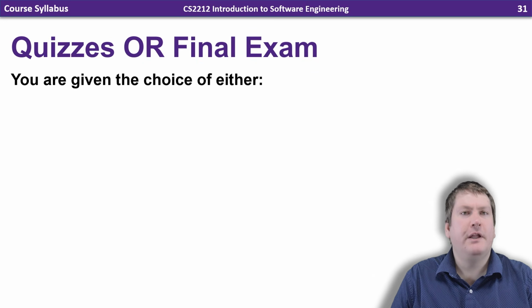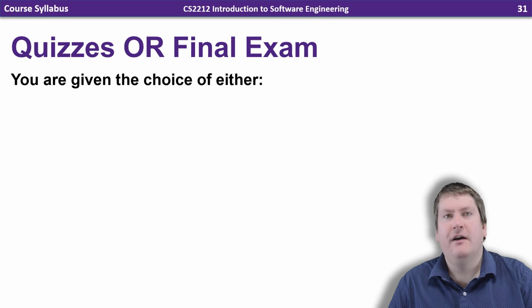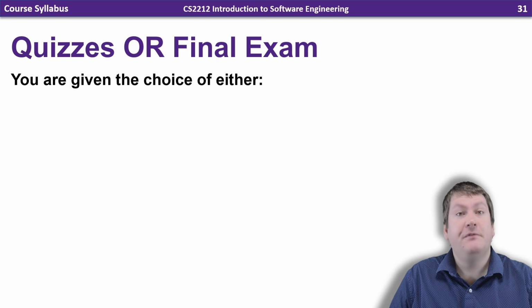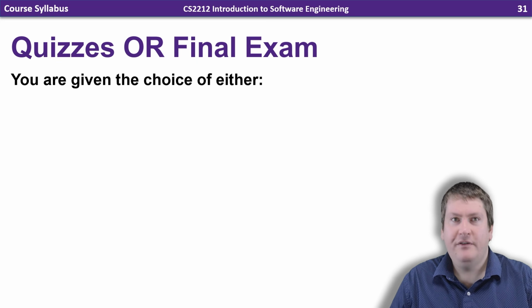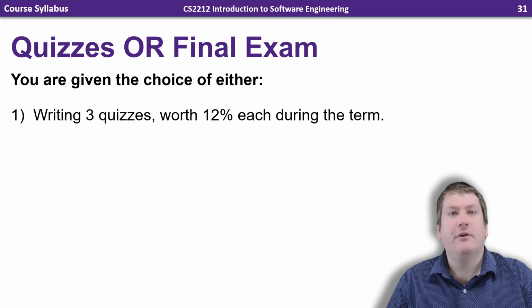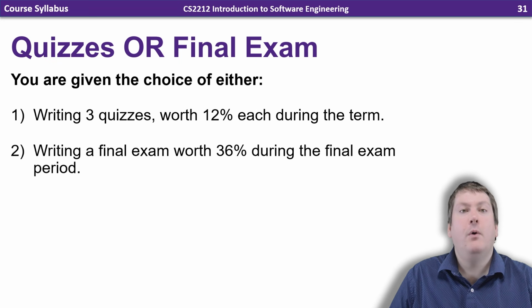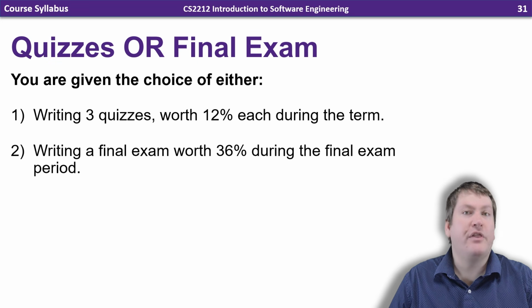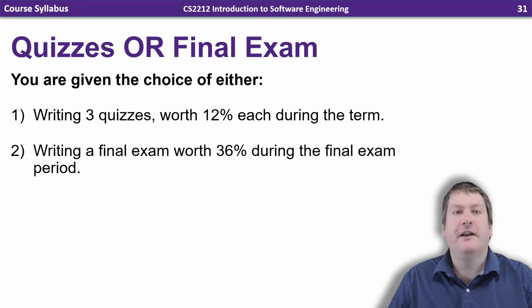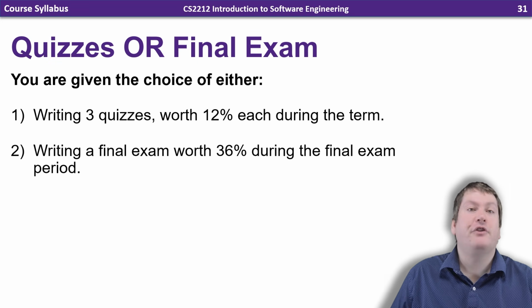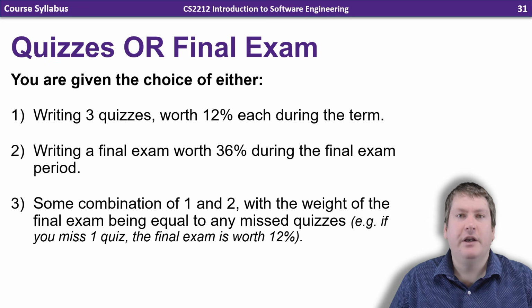Now, I did mention earlier that it was quizzes or a final exam. To give you flexibility in how you want to do this course, you're given the choice of either writing 3 quizzes worth 12% each during the term, or writing a final exam worth 36% during the final exam period. Or there's actually a third choice, which is some combination of 1 and 2.